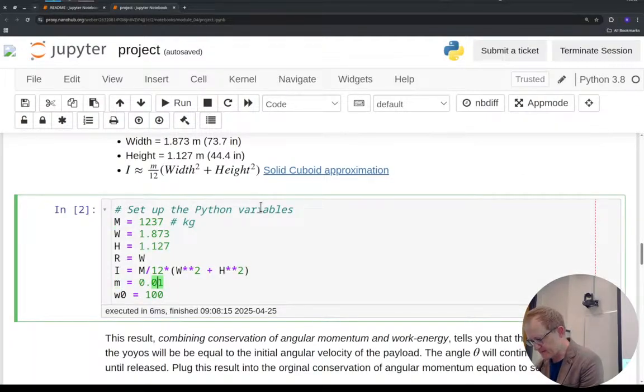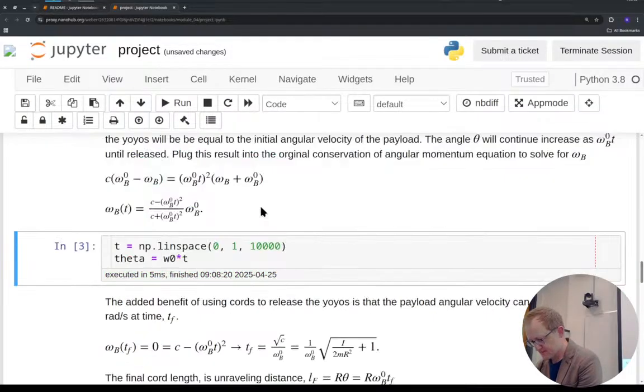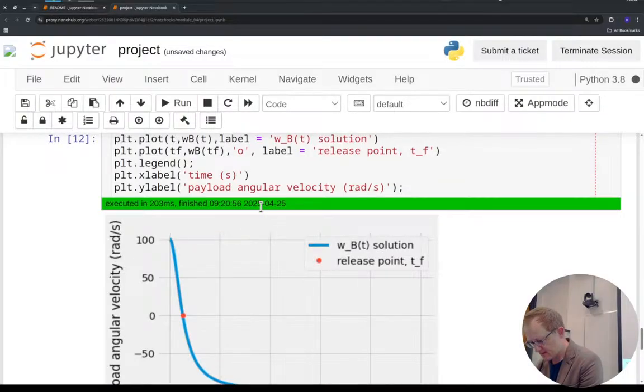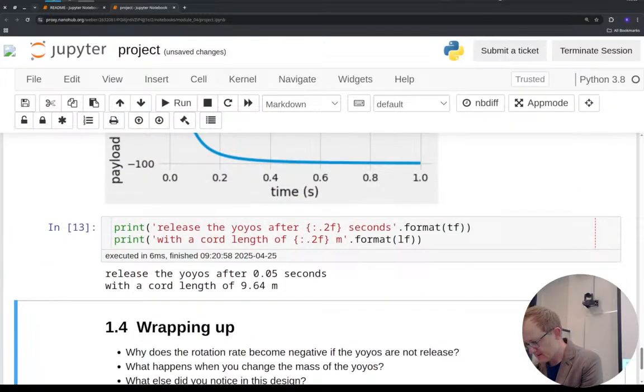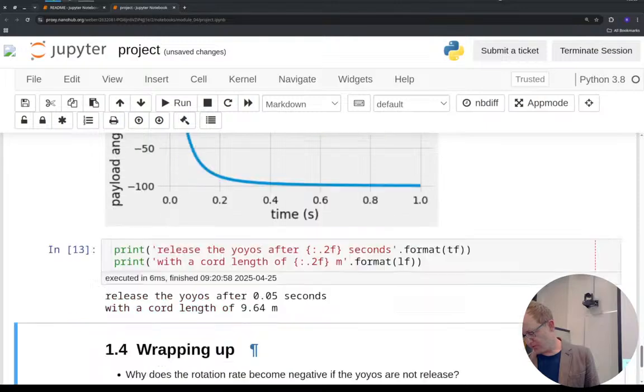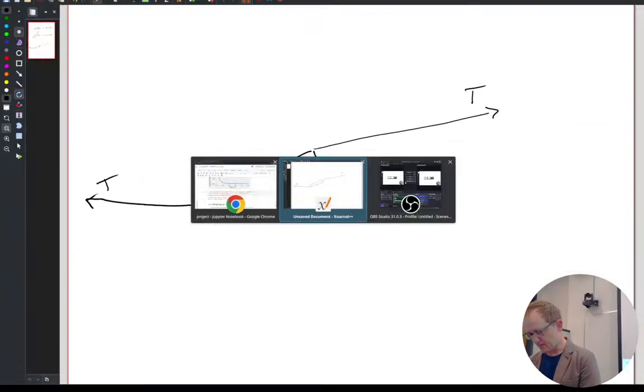So let's go from 10 grams to 100 grams. My path changed. Now it's 50 milliseconds and I only need 9.6. Yeah, 9.6 instead of 17. So one way you could say, hey, this is what I noticed, is to tabulate the results, right?